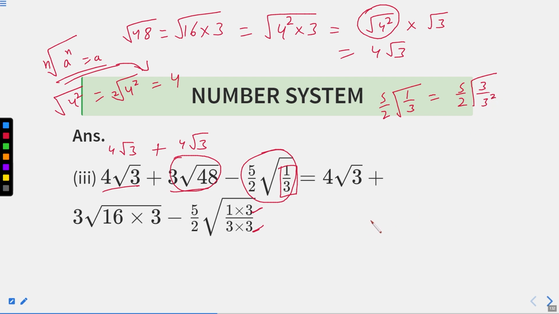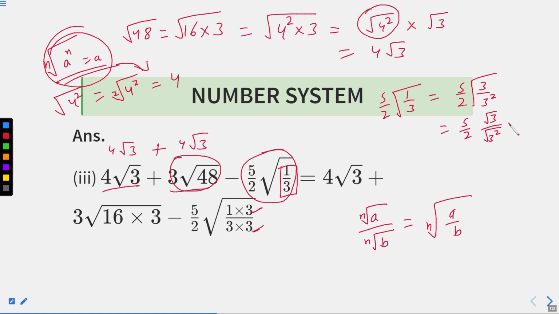So if you remember that the nth root of a and the nth root of b is equal to the nth root of a by b, I can again rewrite it in this form, root of 3 squared, and from this property the denominator becomes 3 only. Now it is multiplication here, so 5 root 3 over 6. So now minus 5 root 3 over 6.